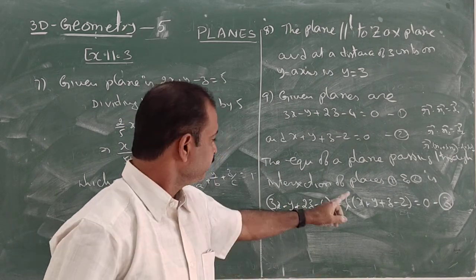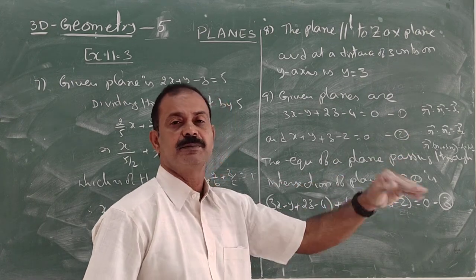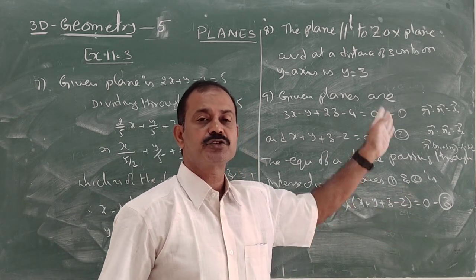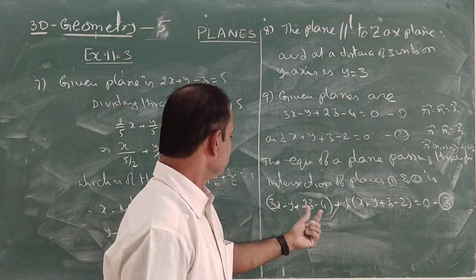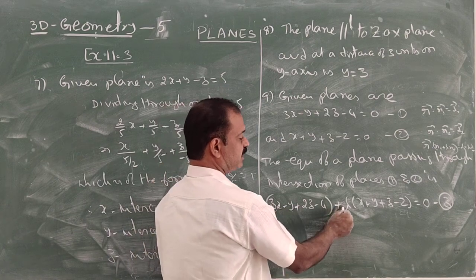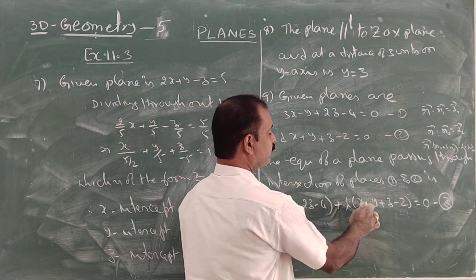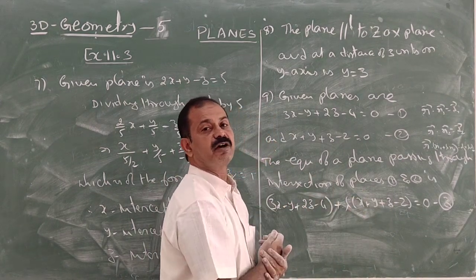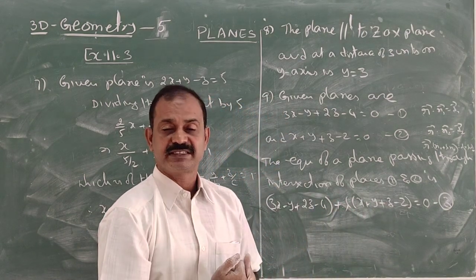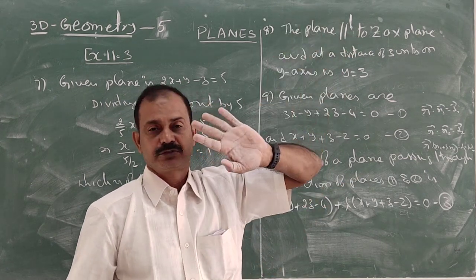What will be the conditions? If it is passing through a point, replace x, y, z by the given point. If it is perpendicular to another line, consider the DRs. What will be the DRs of this plane? This is 3x, here it is lambda x, so 3 plus lambda will be the DR. Minus y plus lambda y, so minus 1 plus lambda. 2 plus lambda will be the DR of z. So you can find the DRs, and when they are perpendicular, the dot product will be equal to 0.